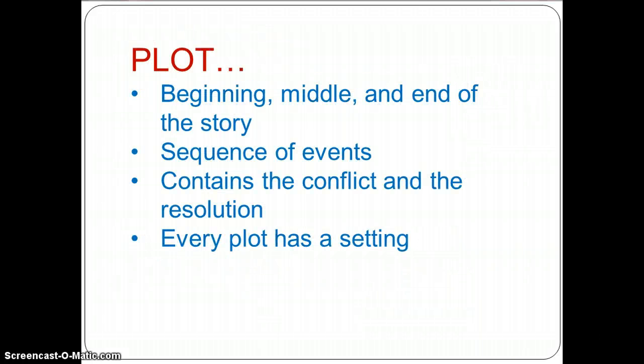Plot. The plot is how the author arranges events to develop his basic idea. It is the sequence of events in a story or play. The plot is a planned, logical series of events having a beginning, middle, and end. The plot contains the conflict and the resolution. Every plot has a setting.